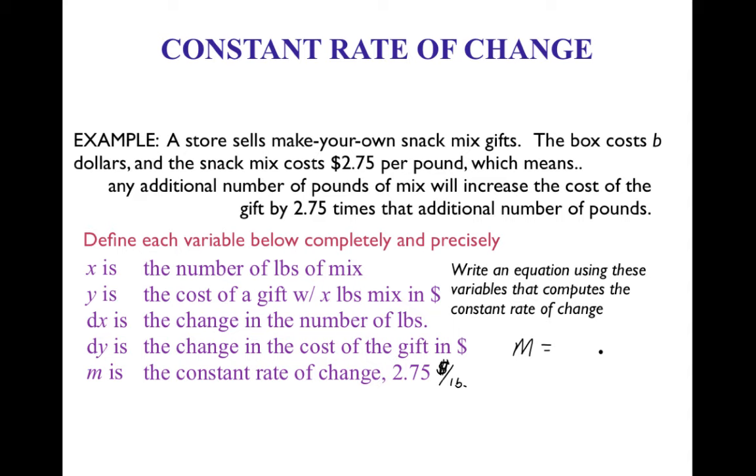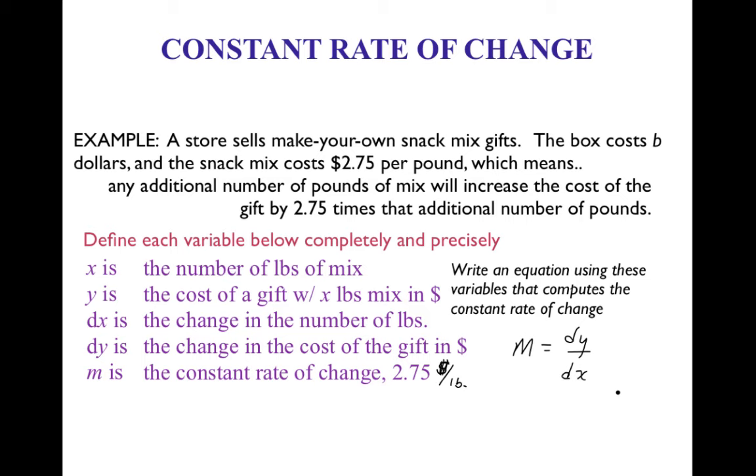Agree? That's it. So if you took the change in y divided by the change in x, you would get that number 2.75. And so it could be any change in x and its corresponding change in y, right? Any change in x and its associated change in y, that ratio would be the value of m.